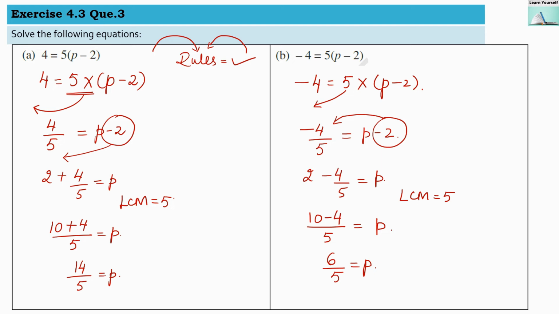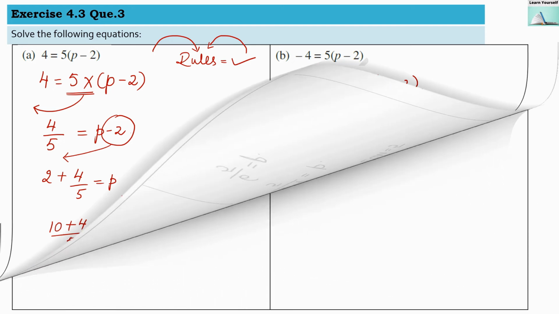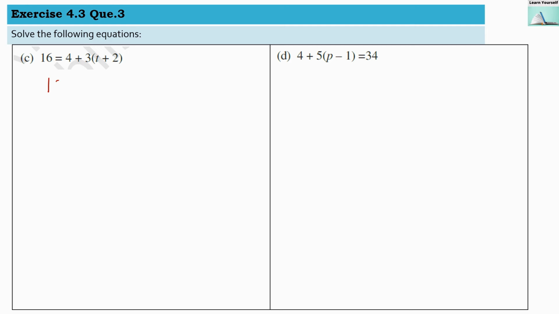This both numerical are almost same except this negative sign. But this negative sign has changed our answer. Equation C is 16 equals to 4 plus 3 t plus 2. Now this 4 is in addition, as you can see. So once we are changing the side, it will become negative. So 16 minus 4 equals to 3t plus 2.